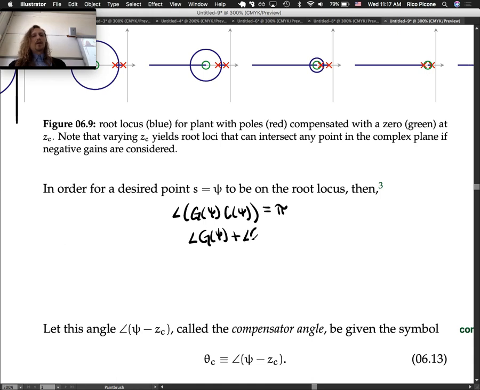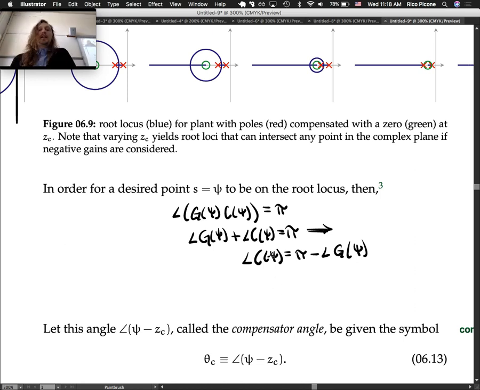Angle c of psi equals pi. So we can then rearrange this, such that we have the solution for the angle of c of psi, which is equal to pi minus the angle of g of psi. So we just subtracted the angle of g of psi over.